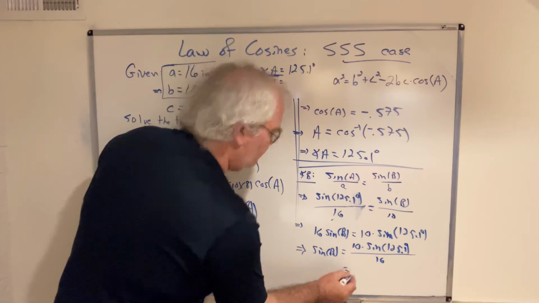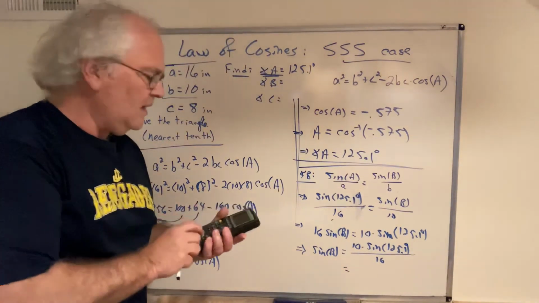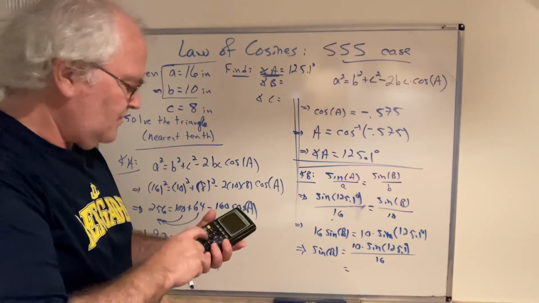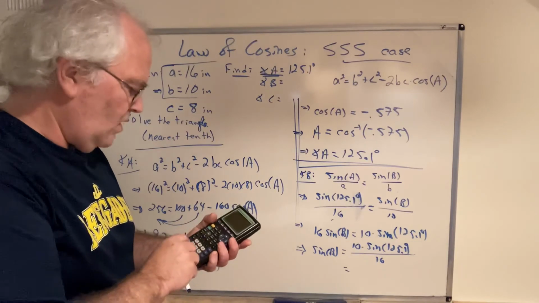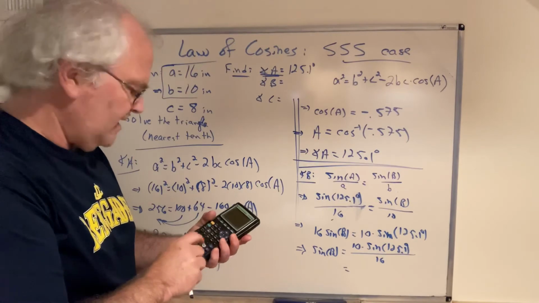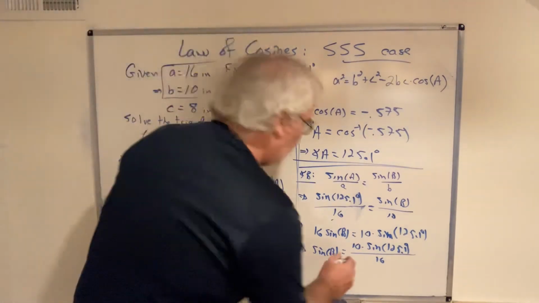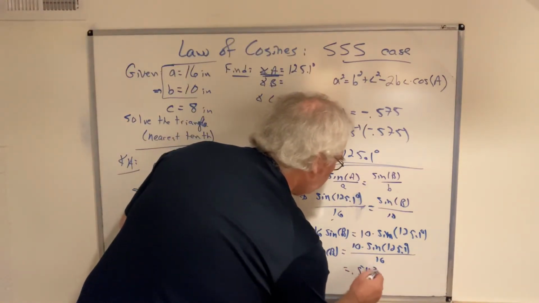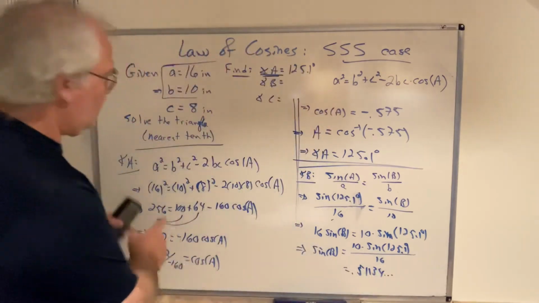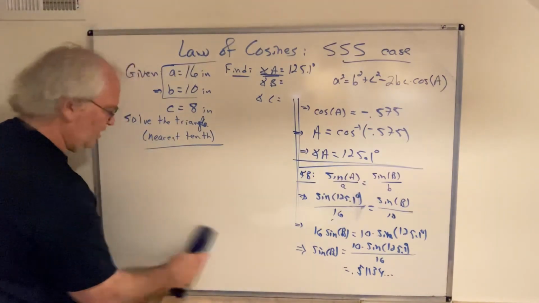And so that's going to be a number. So I'm going to go 10 times sine of 125.1, close parenthesis, and then divide that by 16. And that is 0.51134. Again, there is some round off error here. And I'm going to need to steal some space from over here.